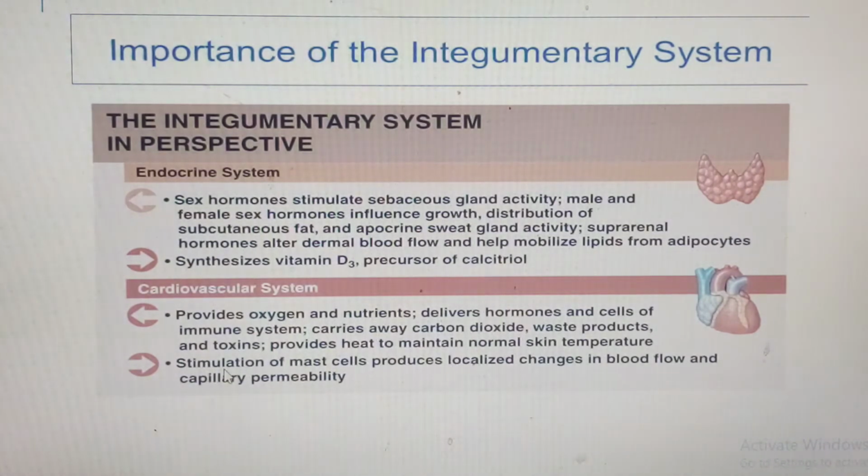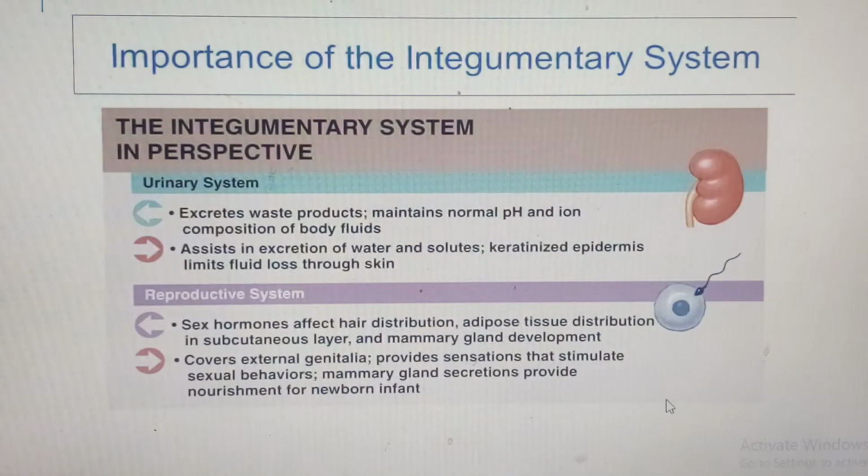Then apart from that, the skin in turn, through mast cells, degranulation, releases granules containing histamine, which will cause vasodilatation and increase permeability of capillaries. So these are certain very important things the skin is doing.